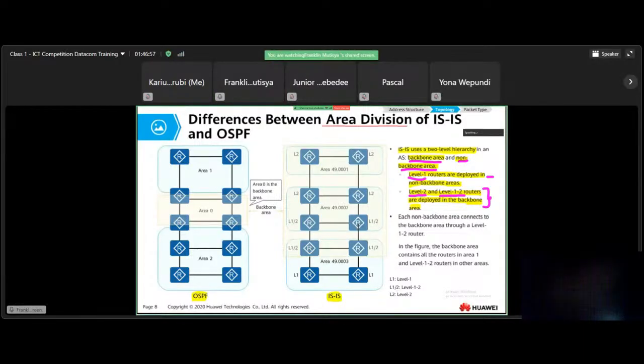Okay. So, compared to ISIS, ISIS takes up the entire device, or rather the entire router, and puts it in a particular area. So in OSPF, we pick the interfaces and we assign them to areas. In ISIS, we pick the entire system, or rather the entire router, and we assign it to a given area.